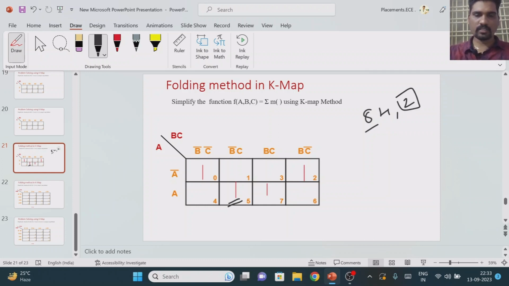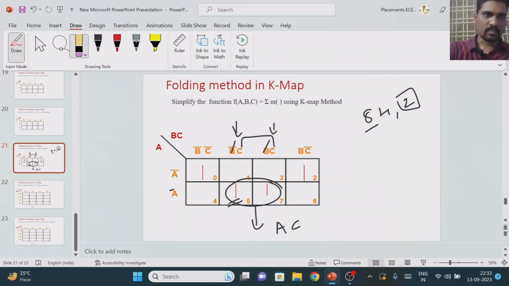Then the next possibility is grouping of 2 ones. Is there any 2 adjacent? Yes, this is the value. Now what is the answer for this one? As we discussed earlier, A, in this direction, then in this direction we have 2 cells, one is this one, another is this one. So B bar gets cancelled, C is repeating, so we write it only a single time.